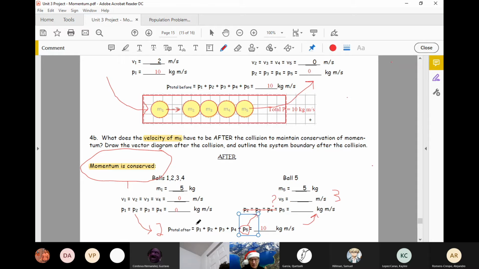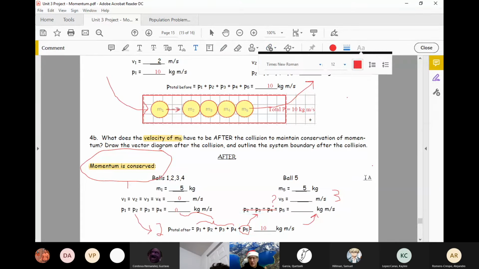But we already figured out these ones. Where were they? Oh, they were right here, weren't they? So Sam, what is this going to be? The momentum of ball 5 is going to be how much? Is it going to be 10? It's going to be 10. Perfect. Why is it going to be 10? Well, because we know the total was 10. And we also know that balls 1, 2, 3, 4 weren't moving. They had no momentum. All of the momentum from the initial collision was transferred to ball number 5, right?